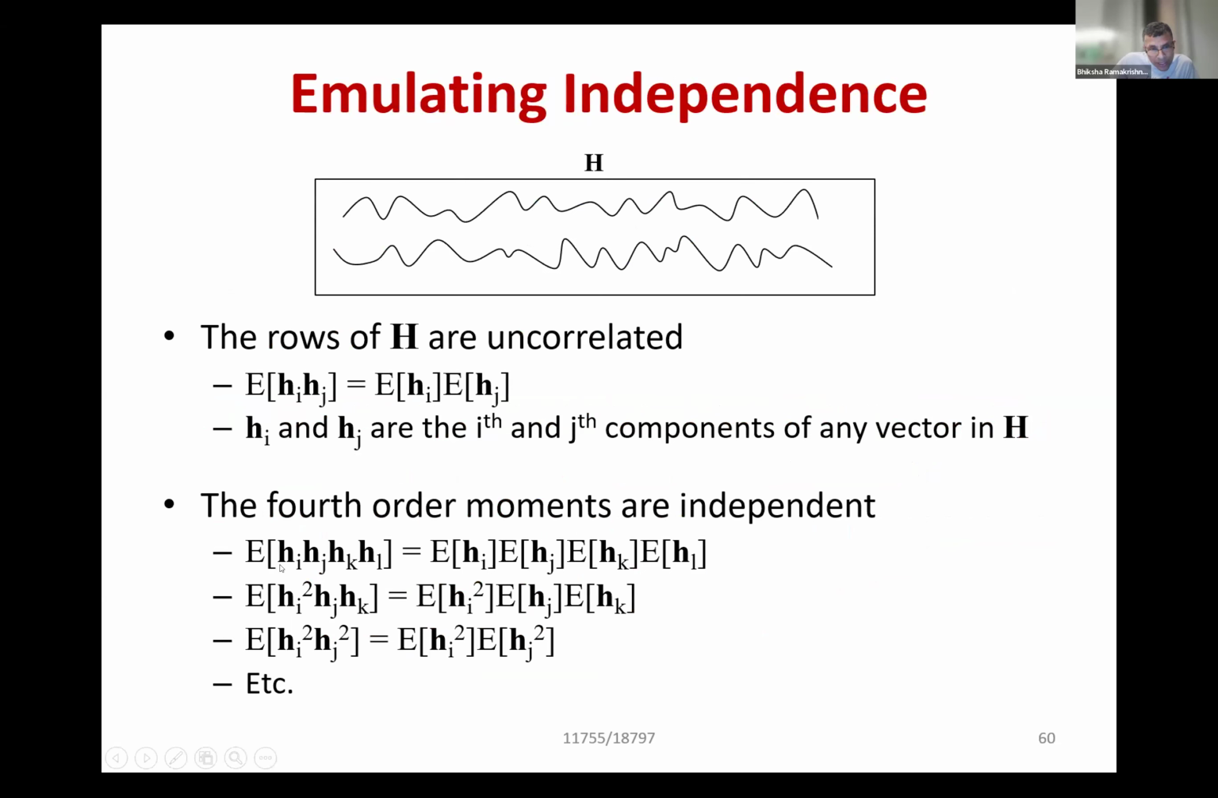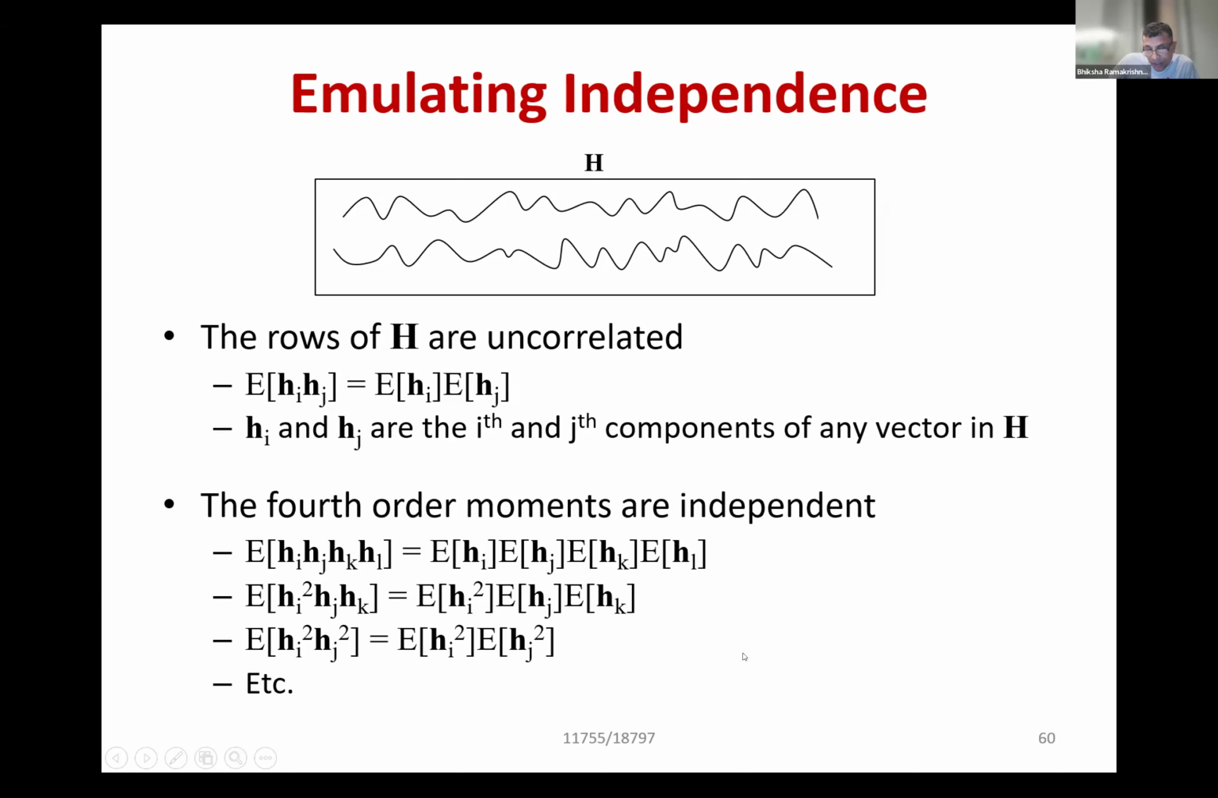If you transform the data with this, then if you take the expected value of HI, HJ, HK, HL, this is simply going to end up being the product of the expected values of HI, HJ, HK, and HL. Similarly, if you get the expected value of HI squared, HJ, HK, so their total power is 4, this is simply going to be the expected value of HI squared times the expected value of HJ times the expected value of HK. So also the expected value of HI squared, HJ squared is going to become the expected value of HI squared times the expected value of HJ squared. So this is making the fourth order moments independent.